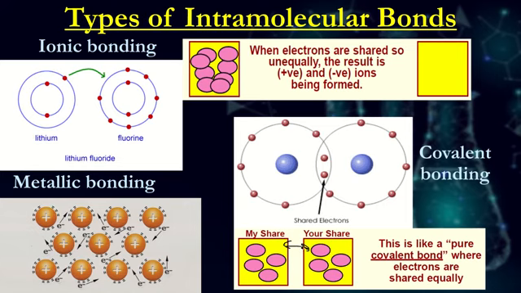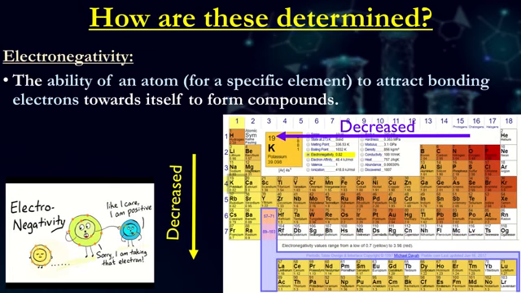Okay. The way we determine the difference between a covalent and an ionic bond is through electronegativity. Electronegativity is the ability an atom has to attract bonding electrons towards itself. What do I mean by bonding electrons? I really only mean things like the valence electrons. The reason I'm saying the valence electrons is because these are the electrons that are most likely to be displaced from the atom and traded away.